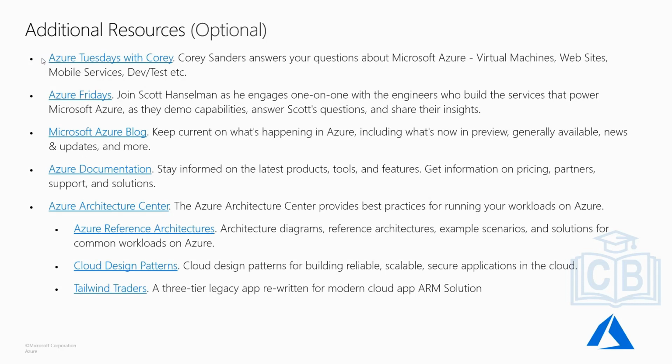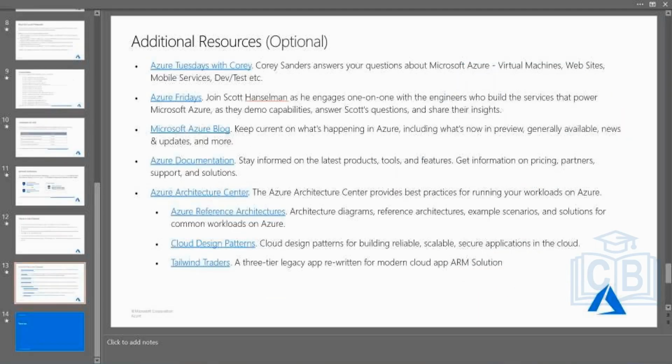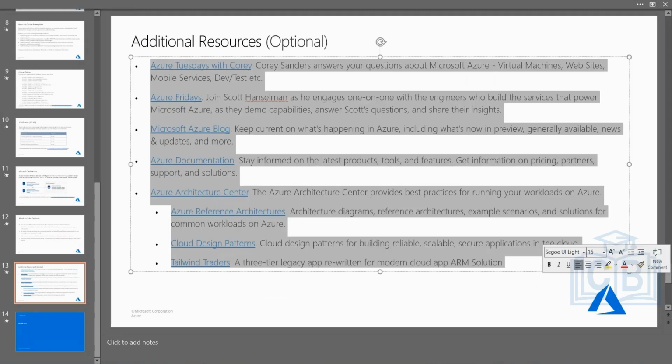If you look at the reading material over here, there's a lot of information available on different sources of Microsoft itself. One of the common things which I will be using here would be Azure documentation, Azure Architecture Center, where I'll discuss the reference architectures, cloud design patterns, right? I would recommend you all use a OneNote or Word document.